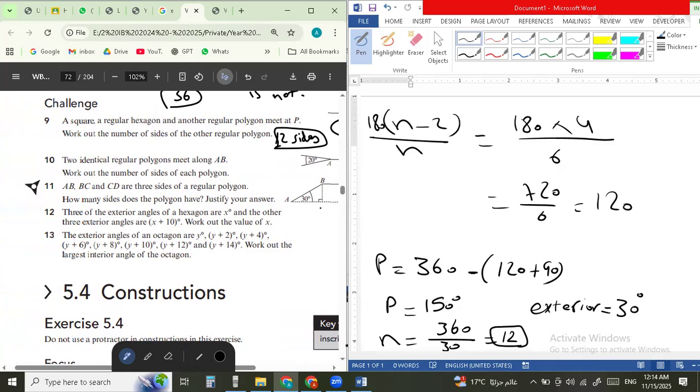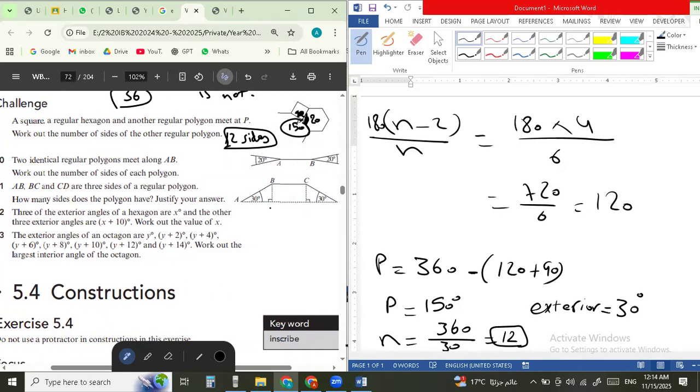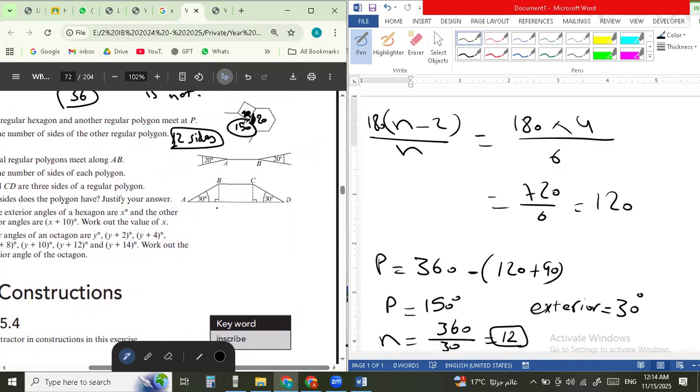AB, BC, and CD are three sides of a regular polygon. How many sides does the polygon have? Well, let's see. This is 30. This is 90. So we know that this is also 90, this part. But what is the other part over here, to know the interior angle of the whole thing?